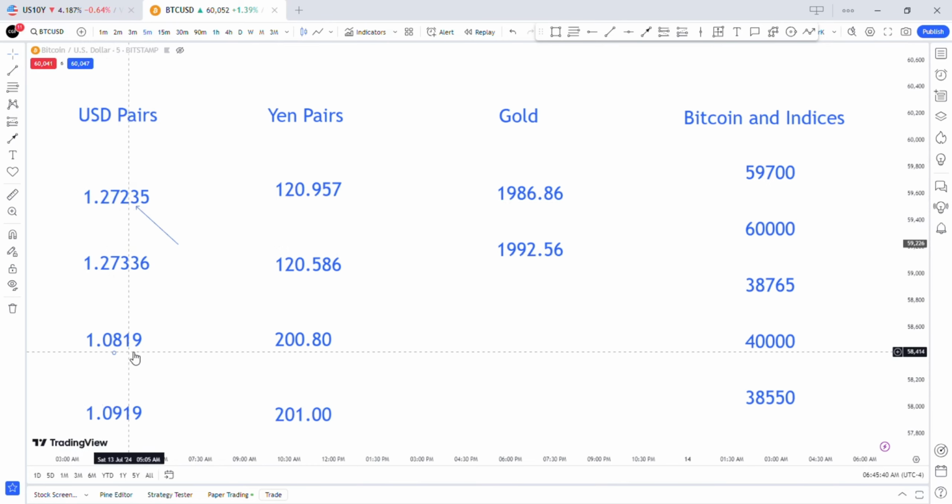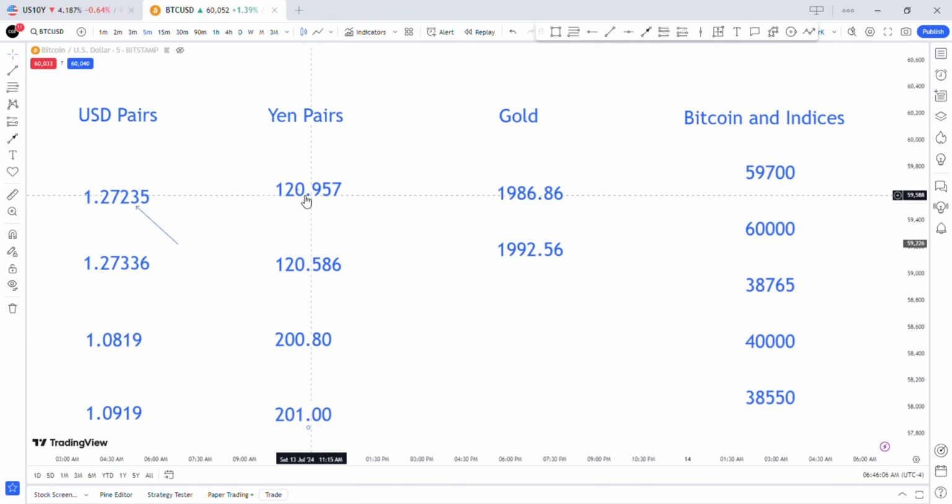Now, what is the difference between this and this? We have 819 and 919. This is the pip here, the fourth number, then this is 10 pips, and this is 100 pips. So 8 and 9, this is 100 pips of difference, because you take 919 minus 819, and that gives you 100 pips of difference.